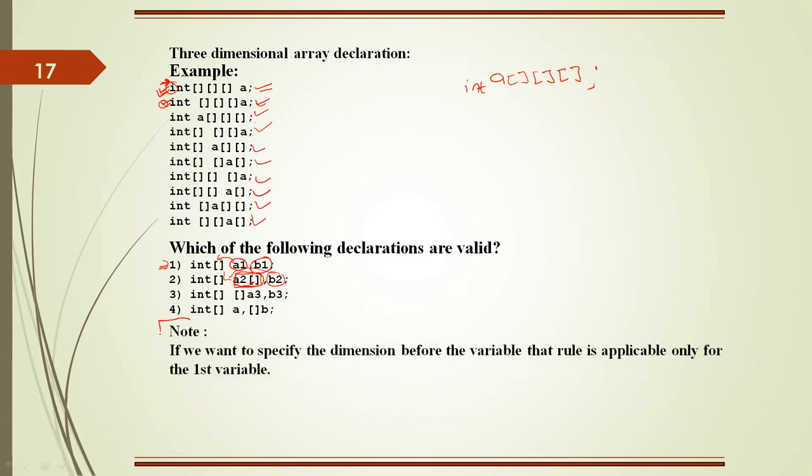Right. One note point is there. If you want to specify the dimension before the variable, that rule is applicable only for the first variable, not for the second variable. Okay, so this is not a valid point, invalid. So from the second variable onwards, we cannot apply it in the same declaration.